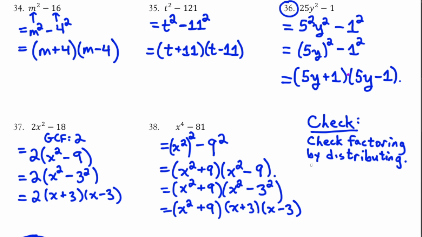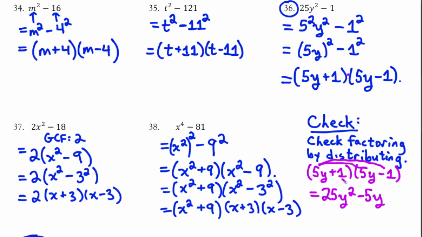So let's check this. 5y plus 1 times 5y minus 1 would be, well, I'll multiply 5y times 5y. That's 25y squared. 5y times negative 1 is negative 5y. 1 times 5y is 5y. And 1 times negative 1 is minus 1. This is supposed to come out to be the original question. If we did our factoring right, these should be equal. It does. The 5y's cancel, so I'm left with 25y squared minus 1, which is exactly what the original question gave us.